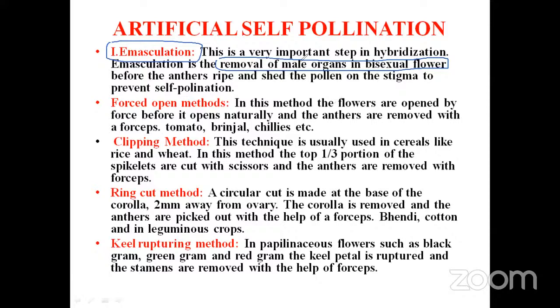What do we do in emasculation? It is a very important step in hybridization: removal of the male organs in a bisexual flower before the anthers ripe.